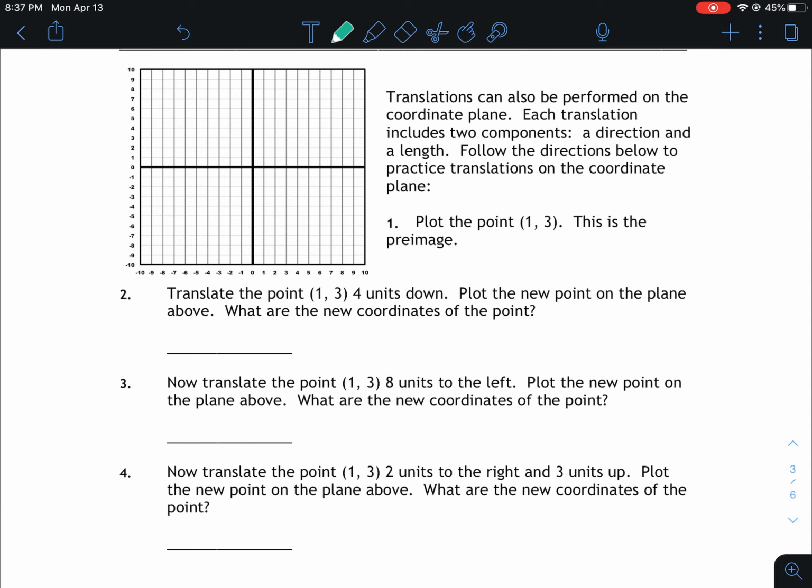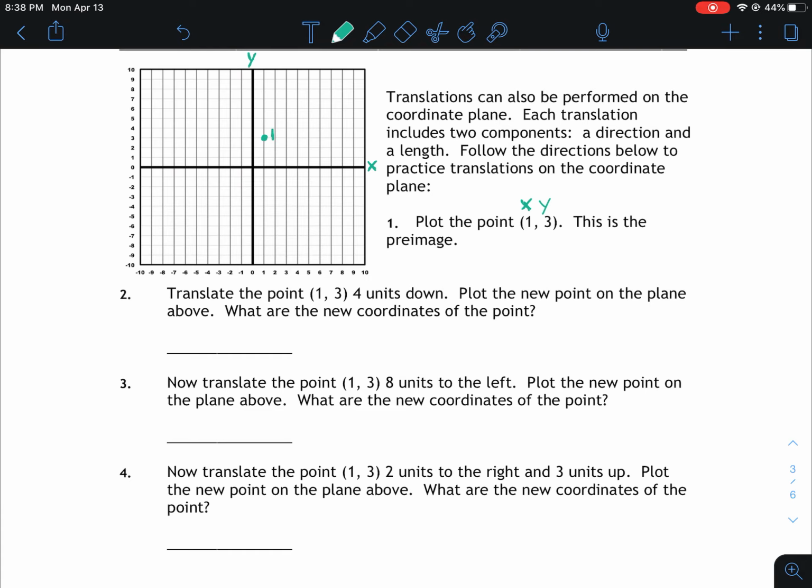So for part 1, it says plot the point (1, 3). This is the pre-image. Remember that we always have x come first, and then y. Our x goes straight across, and our y goes up and down. So when it says (1, 3), I'm going to start at (0, 0) and go over 1 and up 3. I'm only going to put a point at (1, 3). I'm not going to put a point at 1 or a point at 3. I'm going to put it at that.